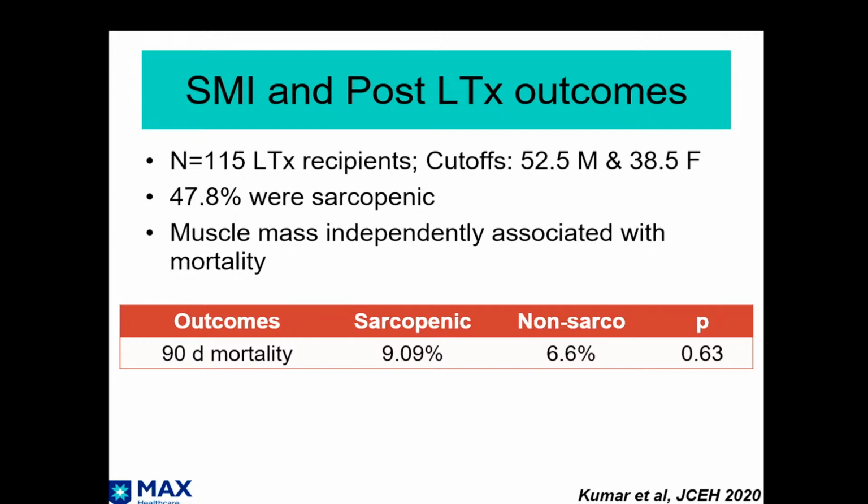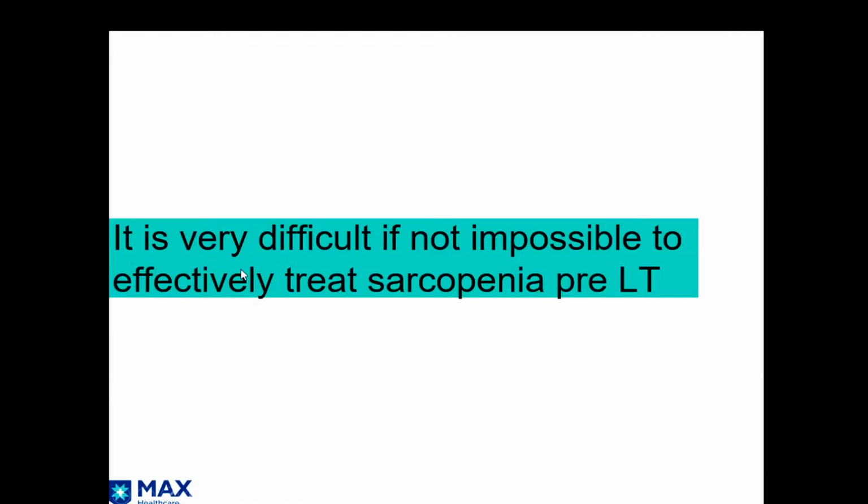So muscle mass is important, but your definition of sarcopenia is not. So you don't know actually which patients to deny transplant or allow them to go for transplant. Second, it is very difficult, if not impossible, to effectively treat sarcopenia in the pre-transplant period.